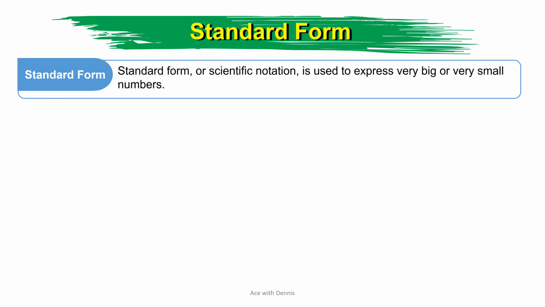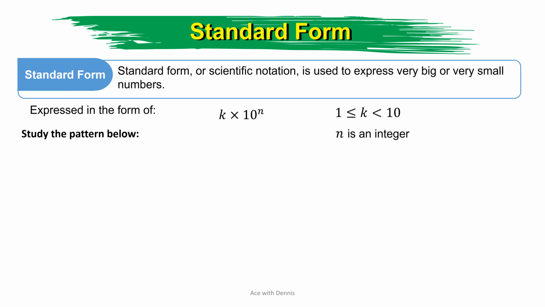What is standard form? Standard form, also known as scientific notation, is used to express very big or very small numbers. Standard form is expressed in the form of k times 10 to the power n, where k must be greater than or equal to 1 and less than 10, and n is an integer. Let's study the pattern below.